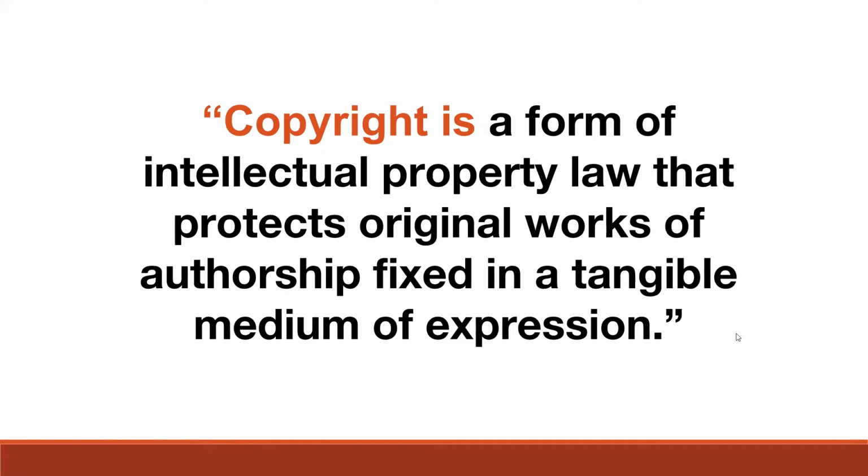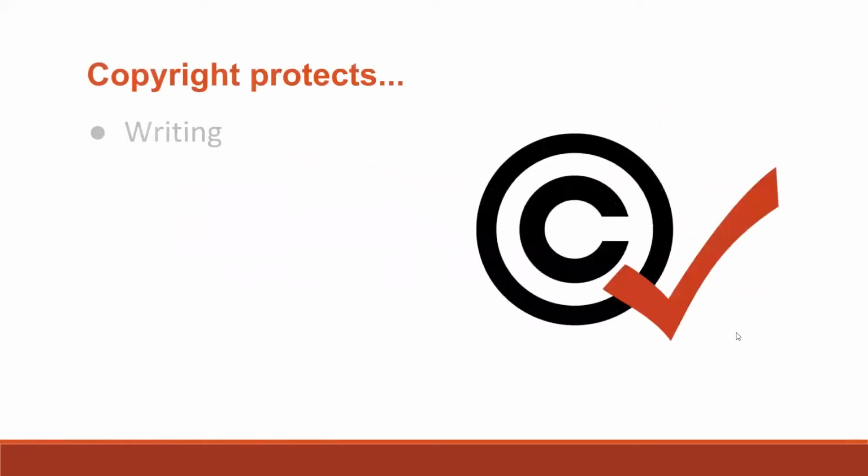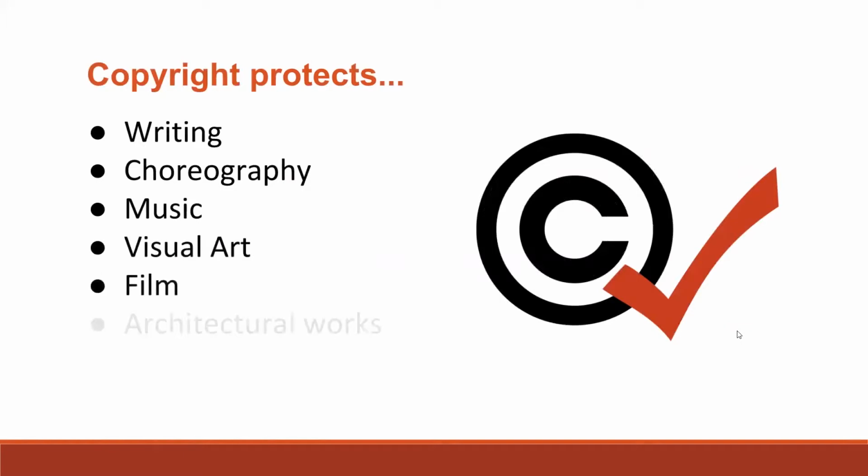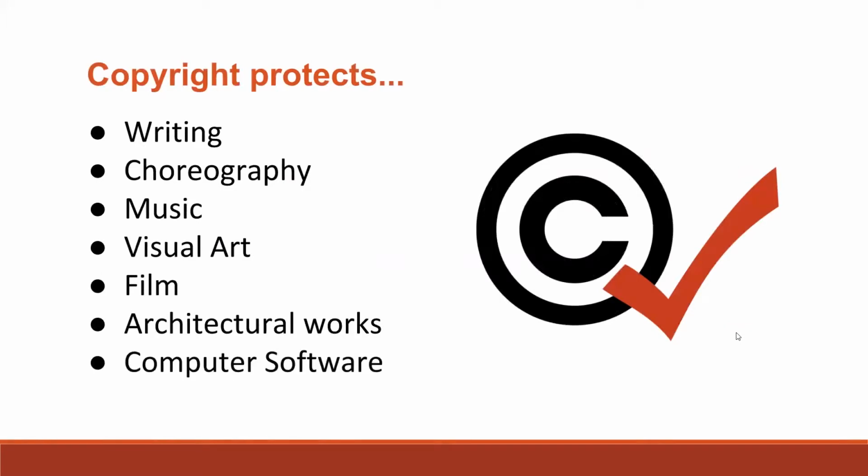According to the copyright.gov website, copyright is a form of intellectual property law that protects original works of authorship fixed in a tangible medium of expression. Those tangible expressions include literary, dramatic, musical, and artistic works such as poetry, novels, movies, songs, photos, architecture, computer software, and much more. Basically, if it's an original work of authorship, it gets copyright protection in the US as soon as it's made.